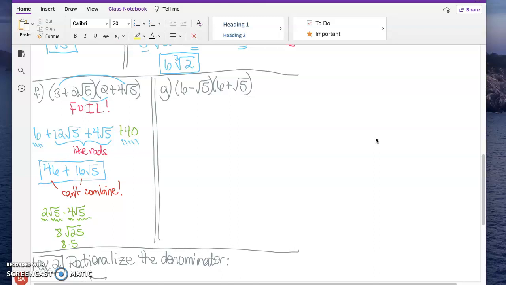All right, so I want you to try G on your own, and then I'm going to show you the work. Okay, so you might have skipped the outer and the inner because you might have seen that that was going to cancel out when you did FOIL, but hopefully you got this, okay?